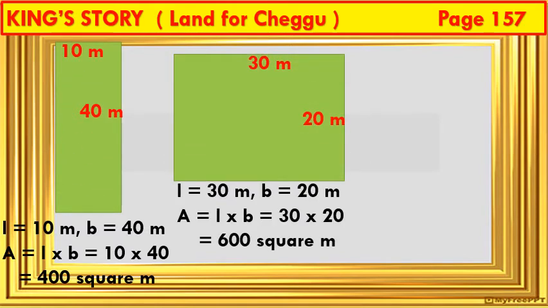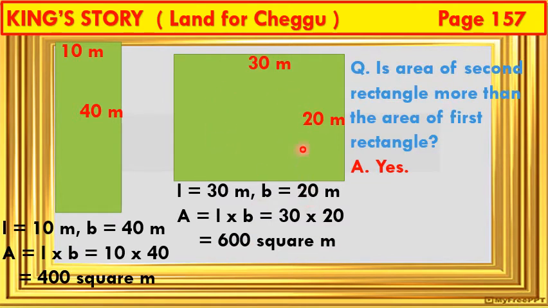Next, he made another 30 meters by 20 meters rectangle. That is a rectangle whose length is 30 meters and breadth is 20 meters with 100 meters long wire. That is 30 plus 20 plus 30 plus 20 equals 100 meters long wire. Then he found out area of this rectangle. Area is length multiplied by breadth, that is 30 multiplied by 20 is 600 square meters. So he got the area of this rectangle as 600 square meters.